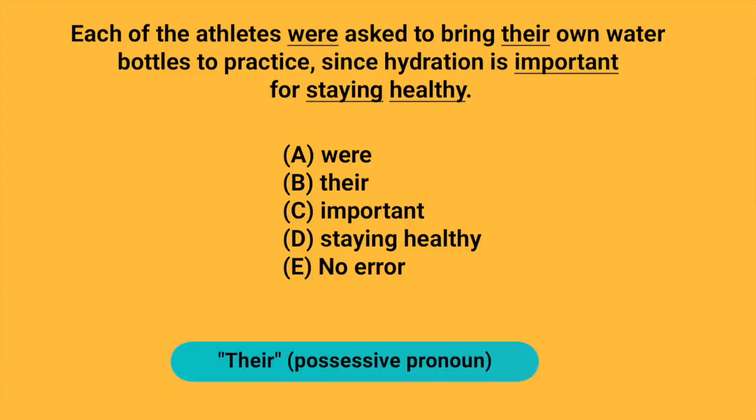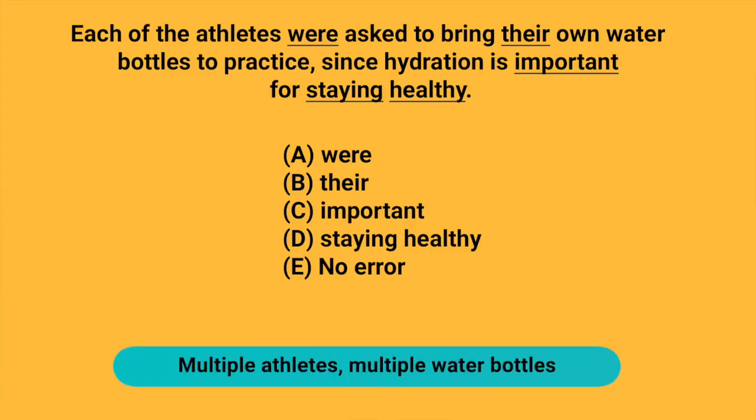Now, I know I said there's only going to be one error per question, but let's just see why the other options aren't errors real quick. Even though each is singular, we're still referring to multiple athletes, so as a group, they would be referred with the pronoun there. We wouldn't say each of the athletes were asked to bring her water bottle for 2 reasons. First, what if they weren't all female? And second, there's more than one.